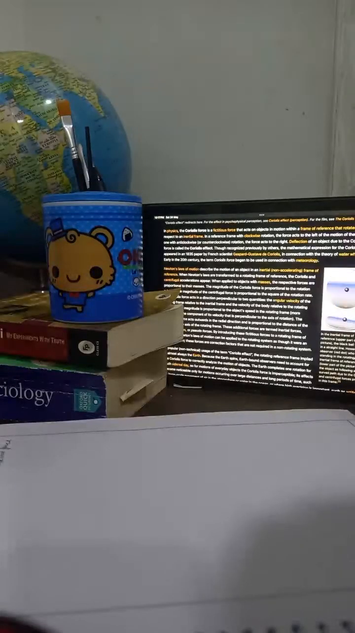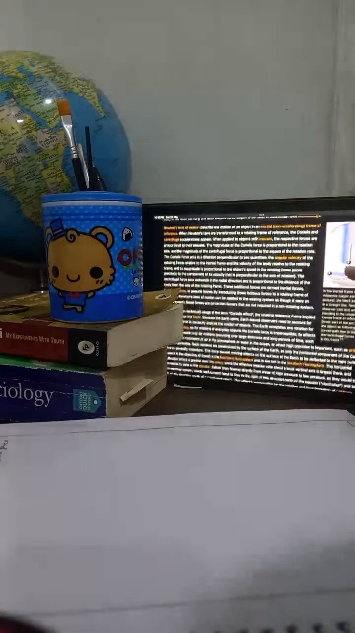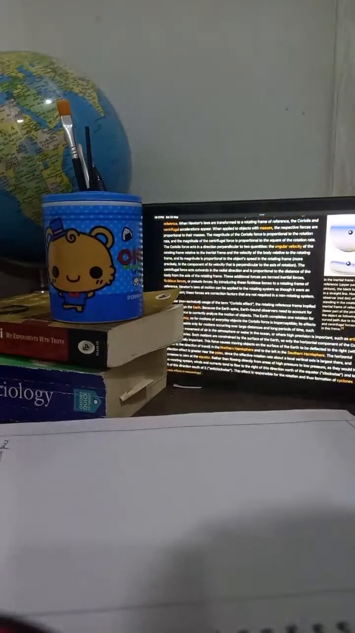Newton's laws of motion describe the motion of an object in an inertial, non-accelerating frame of reference. When Newton's laws are transformed to a rotating frame of reference, the Coriolis and the centrifugal accelerations appear. When applied to objects with masses, the respective forces are proportional to their masses. The magnitude of the Coriolis force is proportional to the rotation rate, and the magnitude of the centrifugal force is proportional to the square of the rotation rate.